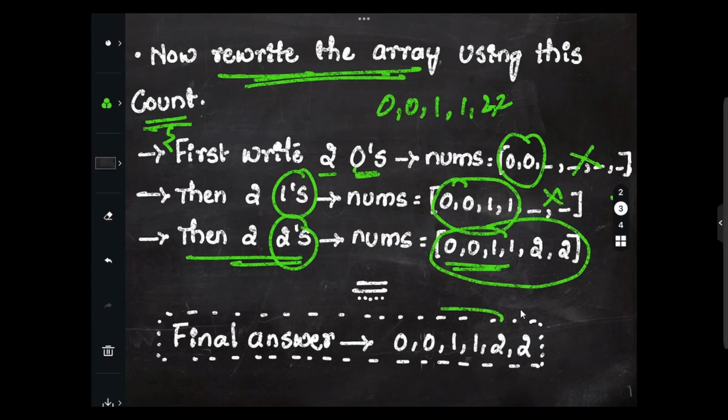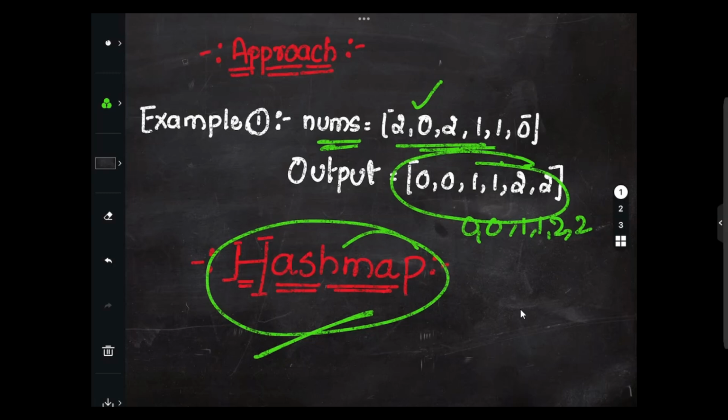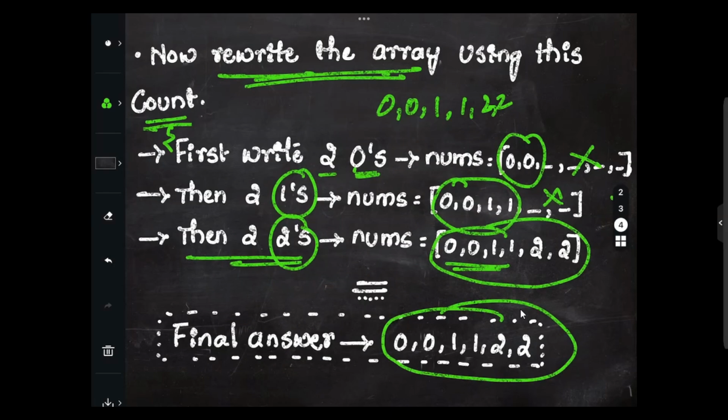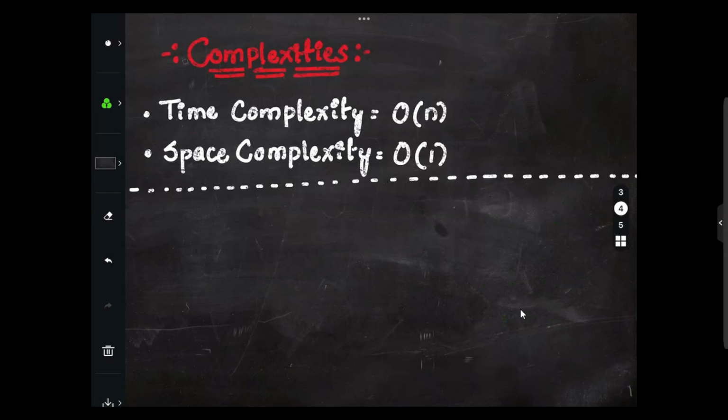So the final answer that we got here is 001122, which is equivalent to the output that they have mentioned for the example 1 in the question. So our approach works absolutely correct in this case. So this is the approach that we'll be going with.